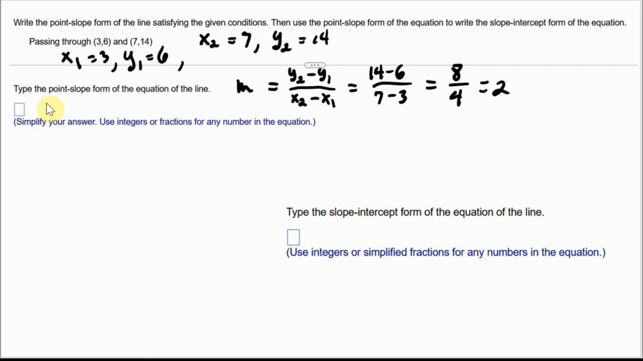So it says, type the point slope form of the equation of a line. Well, what is that? You remember that guy is y minus y sub 1 is equal to m times x minus x sub 1. I want to put our answer in that form. No problem. I have m. M is 2, right? This is m, and then just take one of the points. You can choose 3, 6, or you can choose 7, 14. The answers come out the same, so it doesn't matter which point you use. You choose.